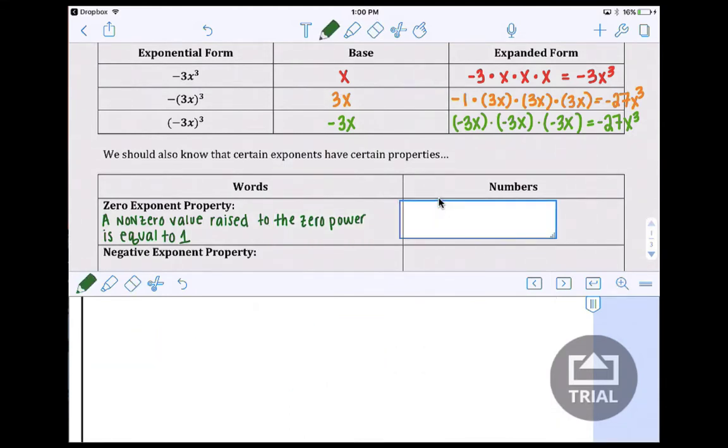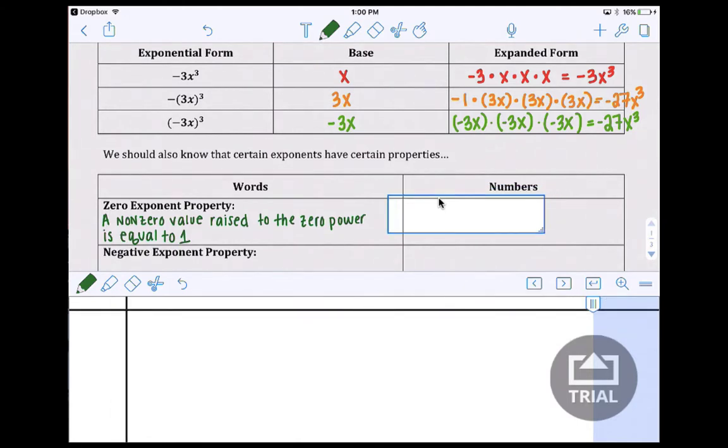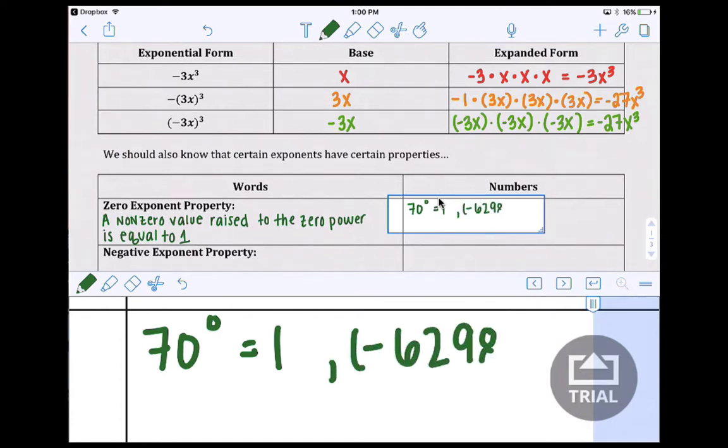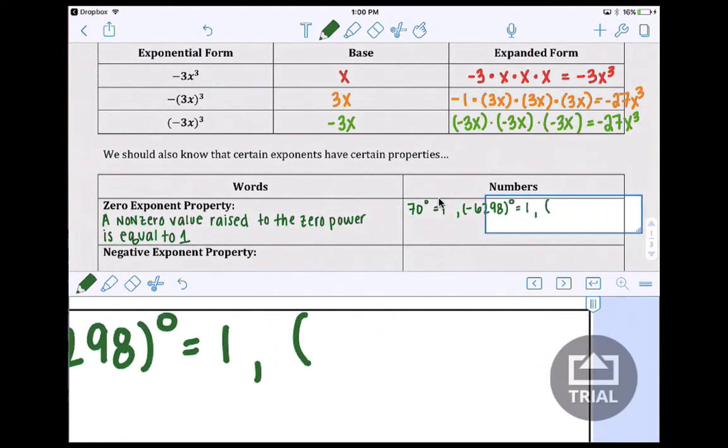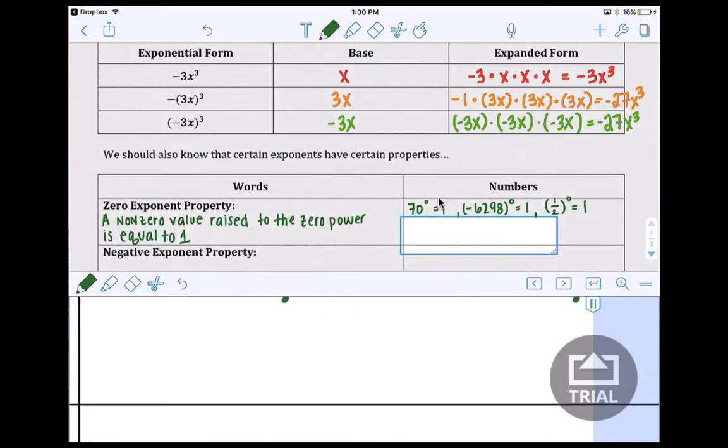What that looks like in numbers is, we can literally pick any number, like 70, and raise it to the power of 0, and it's going to be 1. We could do negative 6,298 and raise it to the power of 0, and it's still 1. Same goes with fractions. 1/2 to the power of 0 is 1, so on and so forth. So if we were going to turn this into a general property, we'll call anything a to the power of 0 is equal to 1.